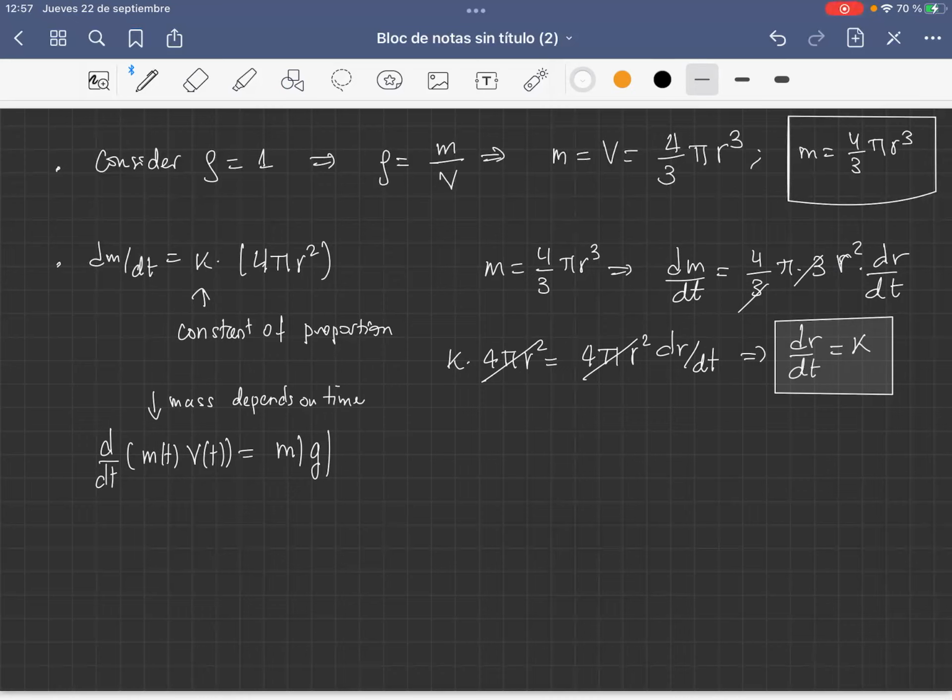Okay, so now let me rewrite this. We're going to perform this differential with respect to t of the mass times the velocity. Okay, so v(t) is velocity.